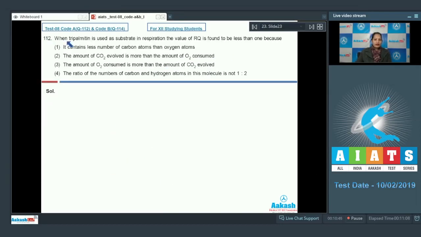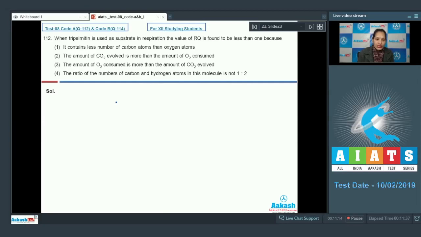Question number 112. When tripalmitin is used as substrate in respiration, the value of RQ is found to be less than 1 because first option, it contains less number of carbon atoms than oxygen atoms. Second, the amount of CO2 evolved is more than the amount of O2 consumed. Third, the amount of O2 consumed is more than the amount of CO2 evolved. Fourth, the ratio of the numbers of carbon and hydrogen atoms in this molecule is not 1:2.